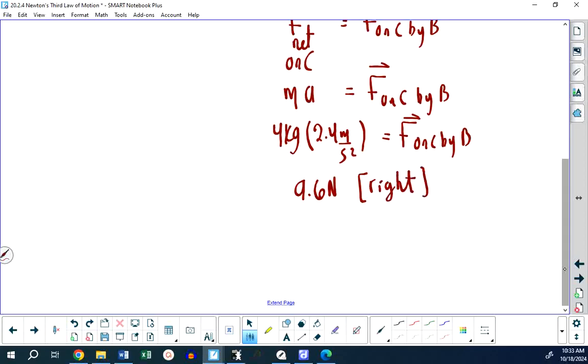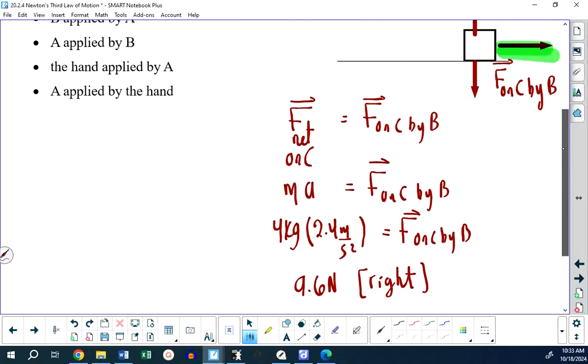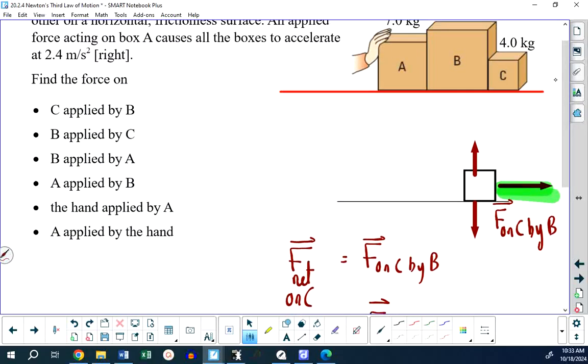Help me out here. Just make sure that 4 times 2.4 is 9.6. Okay. 9.6 newtons to the right. Now, you have a lot of space there. I hope you're reserving some of it for the rest of the question. So this is 9.6 newtons right.